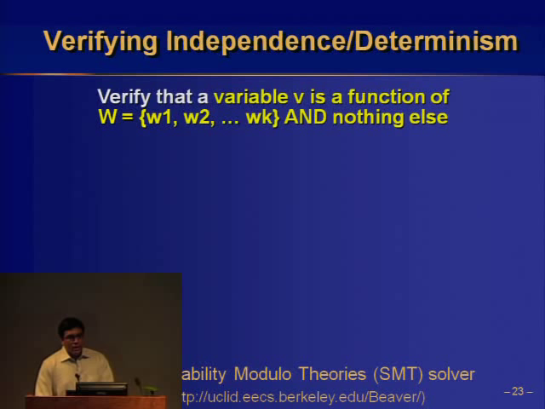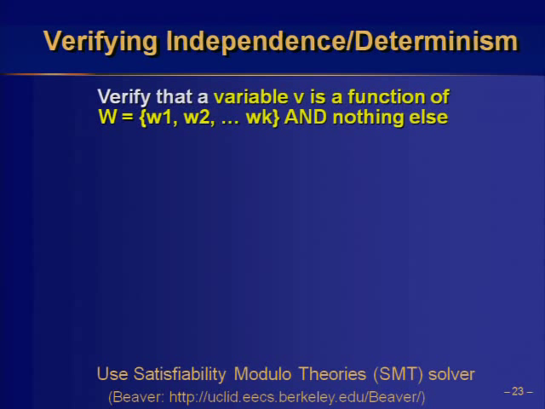Okay, so here's how we do this. This is a very brief summary of the verification problem we set up. So the problem is of verifying independence of different contests, for instance, or that the machine is a deterministic function of certain relevant state. And so the core problem is to verify that a state variable V is a function of a defined set of variables W, containing variables W1 to WK, and nothing else. And the way we do this is we essentially set up a logical formula that we then try to prove will be valid. It'll be true in all cases.